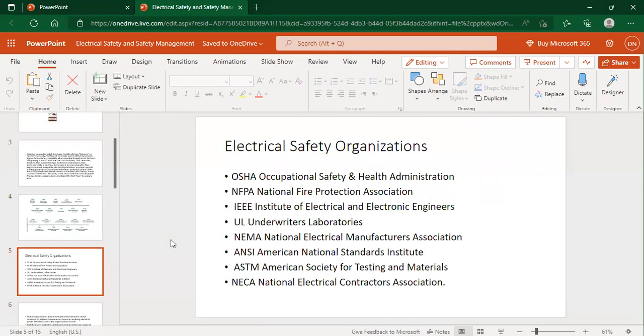Electrical safety organizations. We can see a number of electrical safety organizations for the welfare of electrical workers. Here, OSHA, Occupational Safety and Health Administration; NFPA, National Fire Protection Association; IEEE, Institute of Electrical and Electronics Engineers; UL, Underwriters Laboratories; NEMA, National Electrical Manufacturers Association; ANSI, American National Standards Institute; ASTM, American Society for Testing and Materials; NECA, National Electrical Contractors Association.